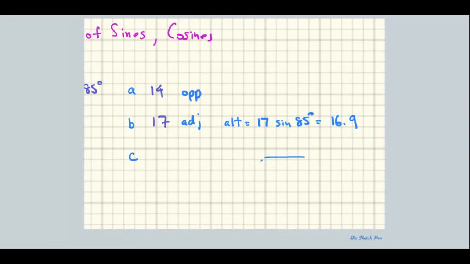So the opposite that I needed to be bigger than the altitude: the opposite is 14, the altitude is 16.9. Can we get a triangle out of this?